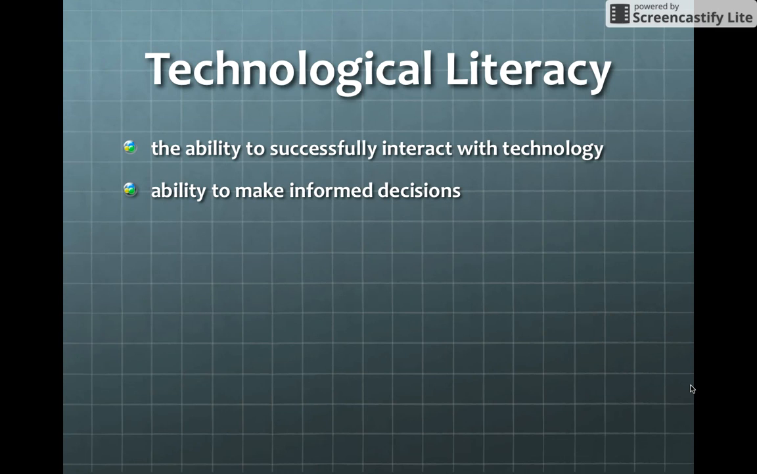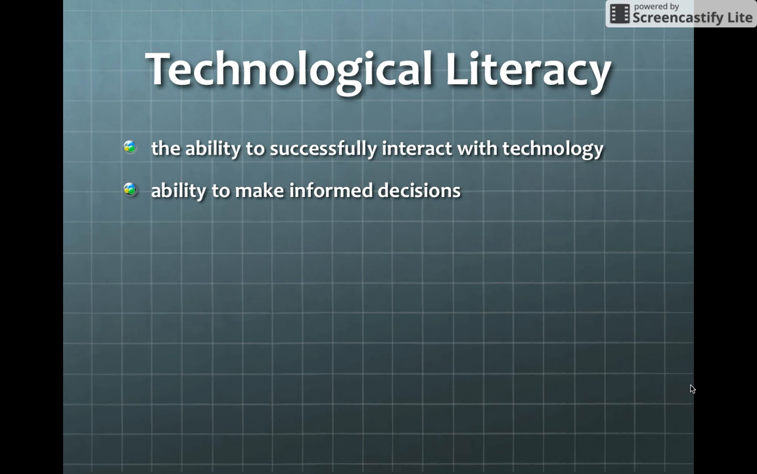Technological literacy. All right, so this is a term that you will need to make sure you know what it is when we refer back to it. It's just the ability to successfully interact with technology. So in general, if you are a literate person, it means that you're able to read and understand what you're reading. If you're technologically literate, it means you're able to read and understand and use technology. So that's all it means. We're going to become more and more technologically literate throughout this class as well. So we're able to successfully interact with technology.